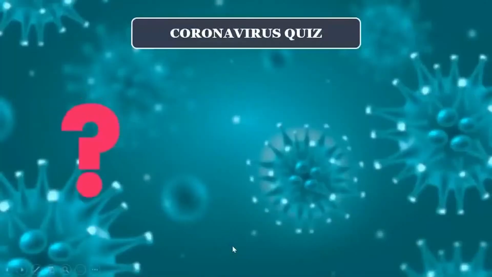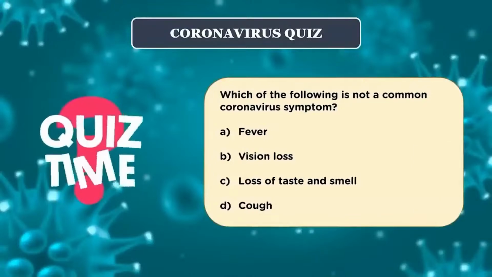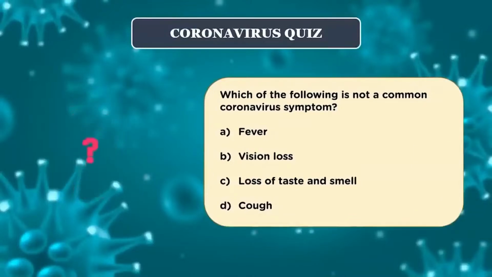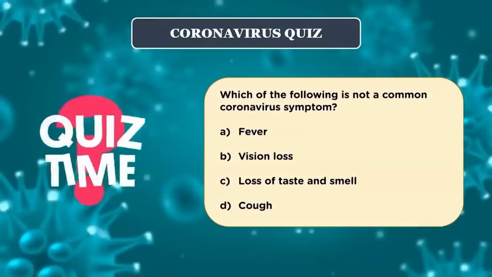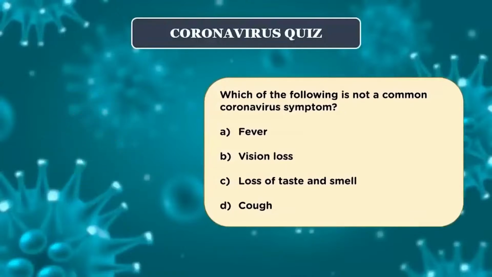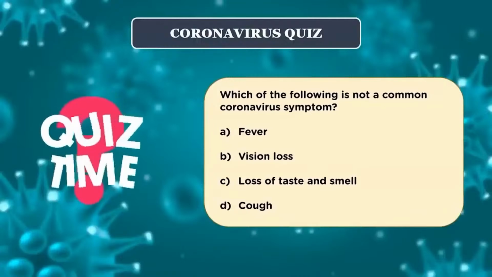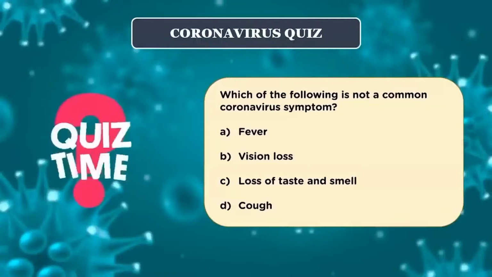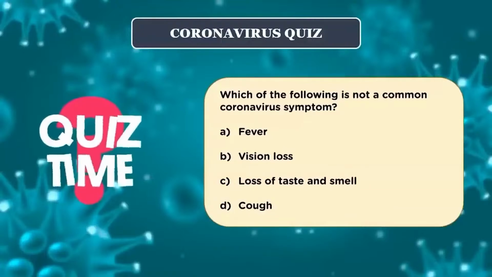Okay, so before moving on to our Tableau project, let's see the final quiz. Which of the following is not a common coronavirus symptom? So this question is to make you aware of the correct COVID symptoms. Here are the options. Is it A, fever, B, vision loss, C, loss of taste and smell, or is it D, cough? Please put your answers in the comment section of the video and let us know what you think.